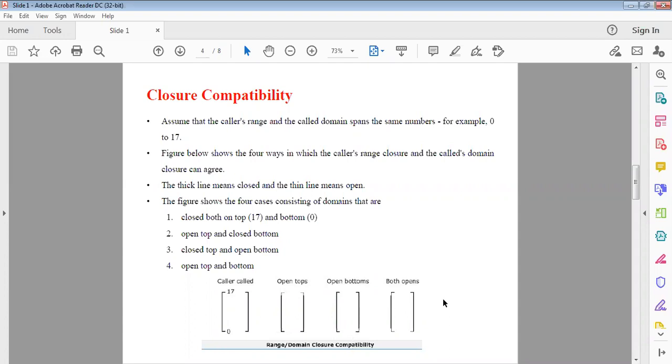The range has to be defined according to the input values you have taken. So whatever range you mentioned initially has to be used in the closure compatibility also. This is represented in these four ways. These are called the range or domain closure compatibility. You can represent it in any one of the four representations. This is about checking closure compatibility.